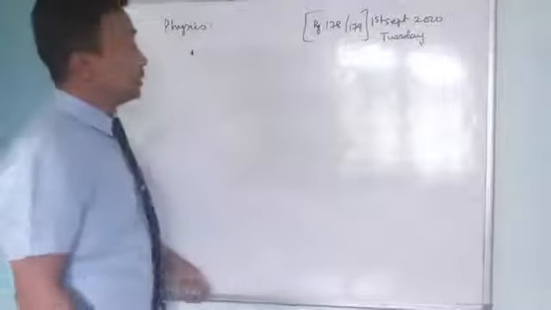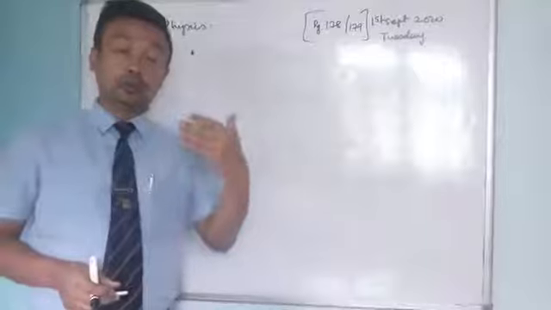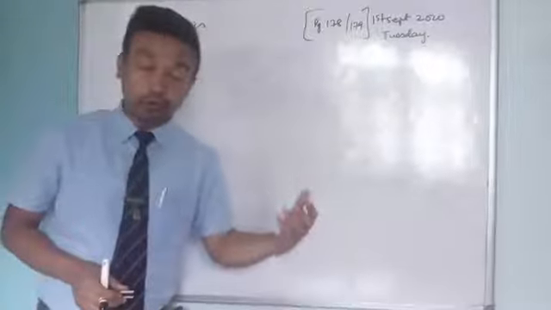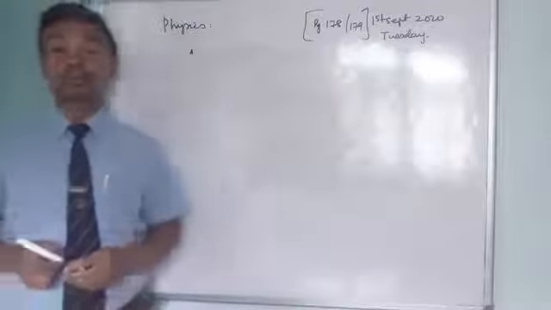Now there are other larger units also. You can refer to the textbook. In the larger units you also have kilo ohm, mega ohm, etc., where kilo is 10 to the power 3, mega is 10 to the power 6.